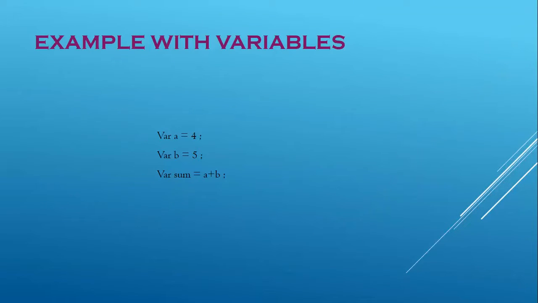Now, here is a small and very simple example of how variables are used in JavaScript. First, we have a variable a and its value is 4. After that, another variable with var prefix whose value is assigned 5. Then we have a variable named sum to add the values of both a and b.